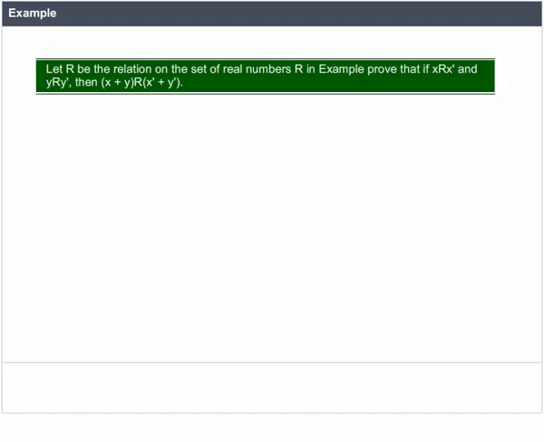Example. Let R be the relation on the set of real numbers as in the previous example. Prove that if x is related to x dash and y is related to y dash, then x plus y is related to x dash plus y dash.